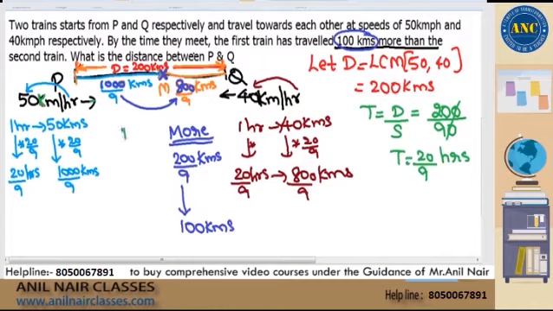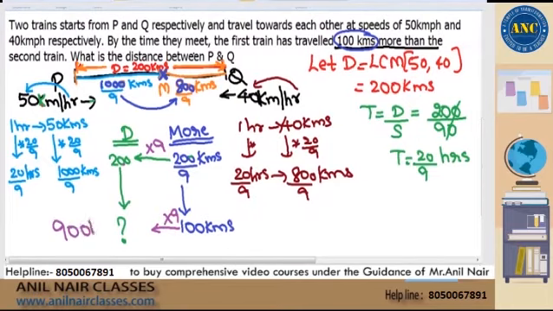Similarly, according to my assumption, distance is 200 kilometers. According to the question, how much are they asking? 200 by 9 should become 100. If you don't find the multiplying factor, don't multiply vertically, multiply horizontally. 200 by 9 should become 200, so multiply by 9, because 200 by 9 into 9 will cancel, leaving 200. 100 also multiply by 9. What should be the answer? 900 kilometers.